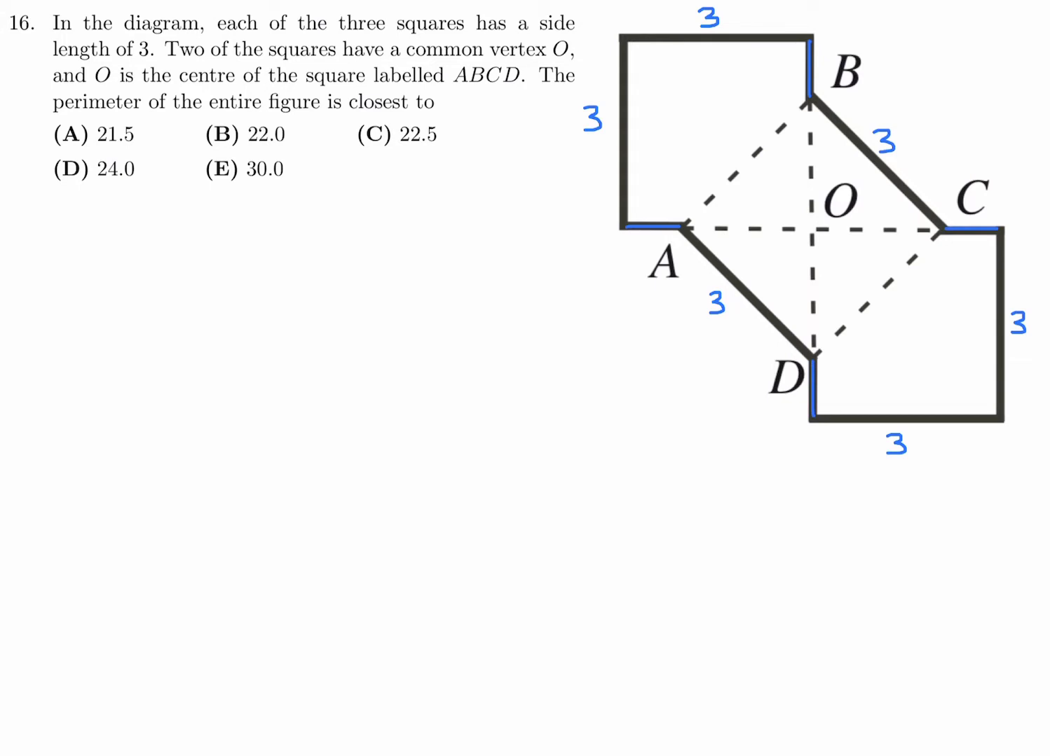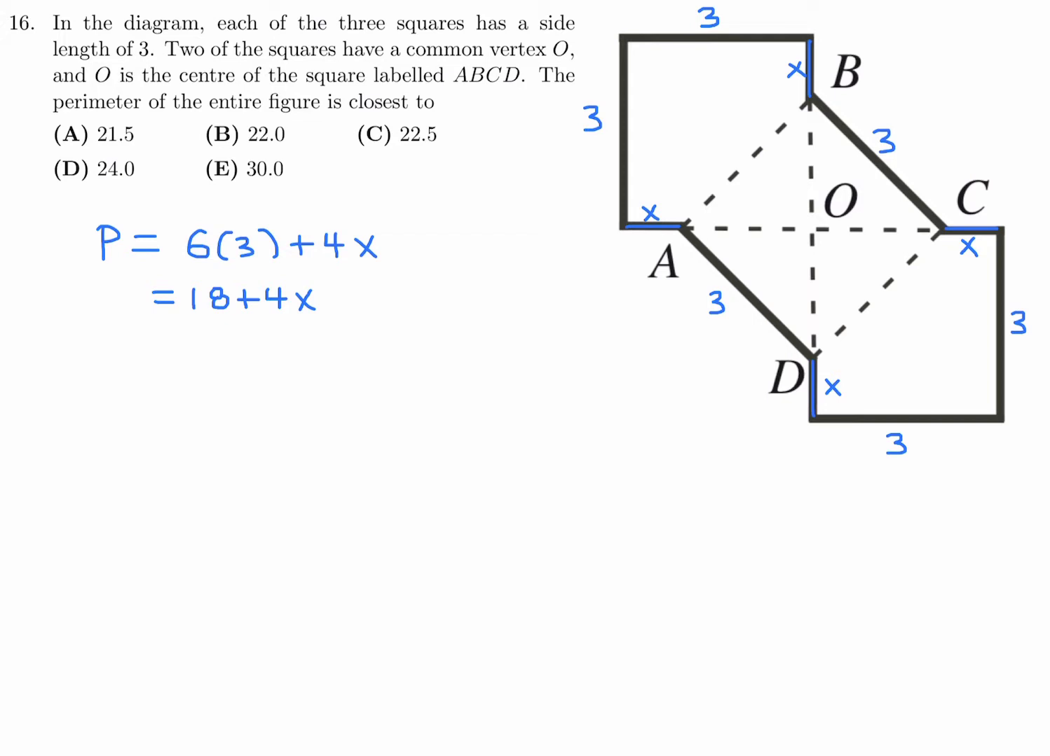So I'll just call them x. So that's x, and so on. So the perimeter basically is 1, 2, 3, 4, 5, 6 of these 3's plus 4 of these x's, which is 18 plus 4x. If I can figure out the value of x, I'm done with my question. So here we go. How do I figure out x?